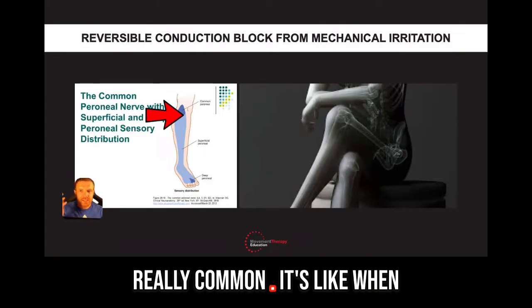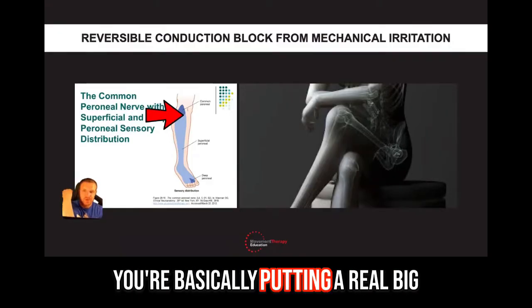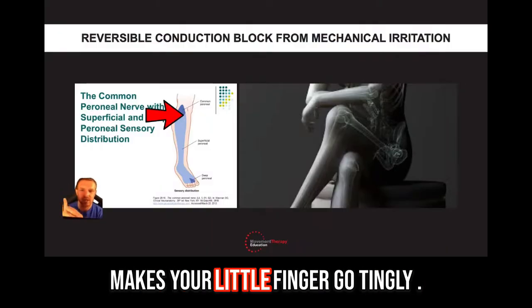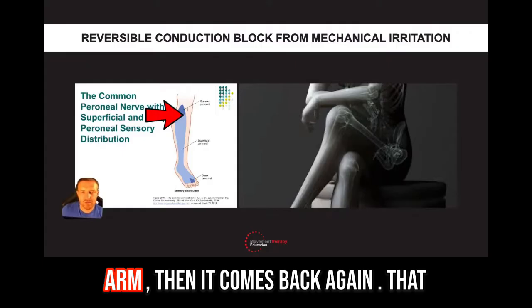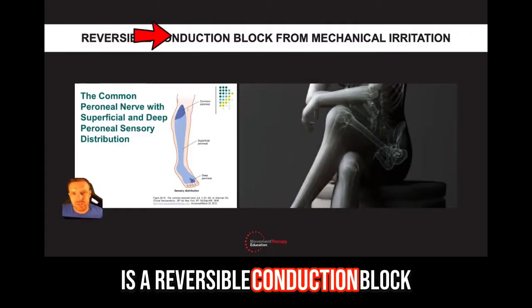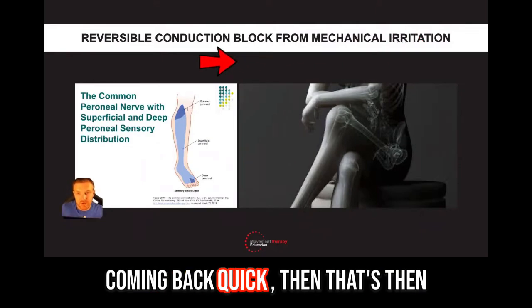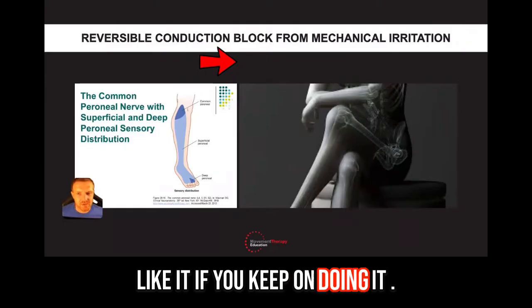Really, really common. It's like when you're reading a book in bed and you're putting a real big stretch on your ulnar nerve and it makes your little finger go tingly. But then as soon as you move your arm, it comes back again. That is a reversible conduction block from mechanical irritation. If it's coming back quick, then that's good, that's fine. It won't like it if you keep on doing it.